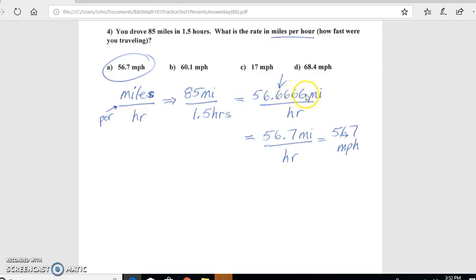56.6, and we get a number of sixes to the right, and that would be miles per 1 hour. We have to round this off. The problem is rounded off at the tens place, and so 56.7 miles per 1 hour, or we could write it in this fashion here, 56.7 mph.